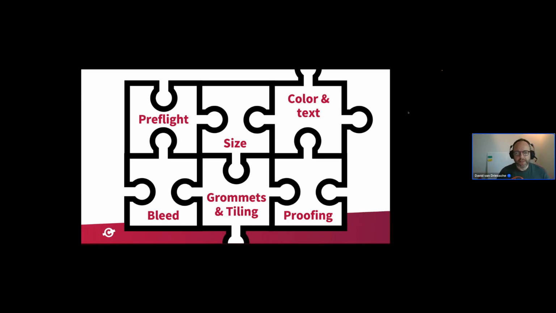We're also going to look a little bit at color and text issues. We're going to talk about bleed, which is an important topic and where pdfToolbox has a wide range of possibilities. We're also going to talk about something very specific for banner and sign, which is grommets or eyelets, depending on what the terminology is that you use, and tiling.